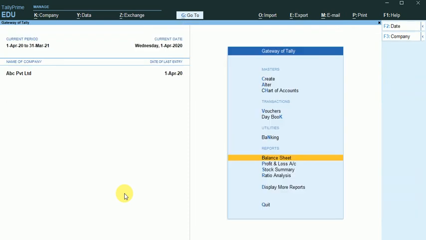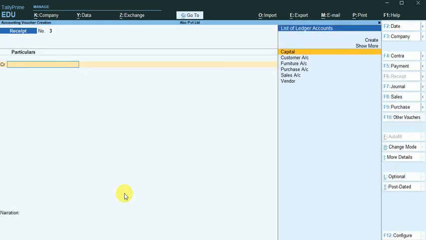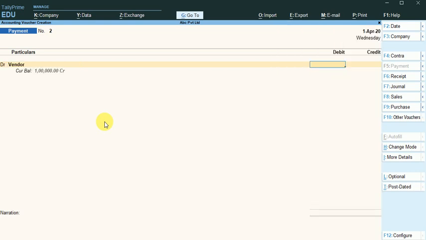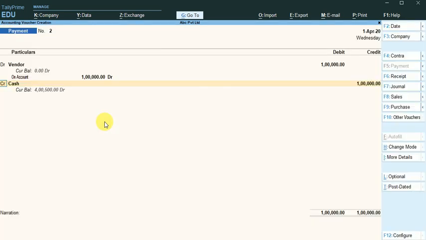So I'm going to do the payment and receipts. I'm going to the payment vouchers. I want to do the payment first for the purchase of the asset from the vendor. So I'm paying that vendor. The entry should be debit vendor account for 1 lakh rupees, and credit cash.